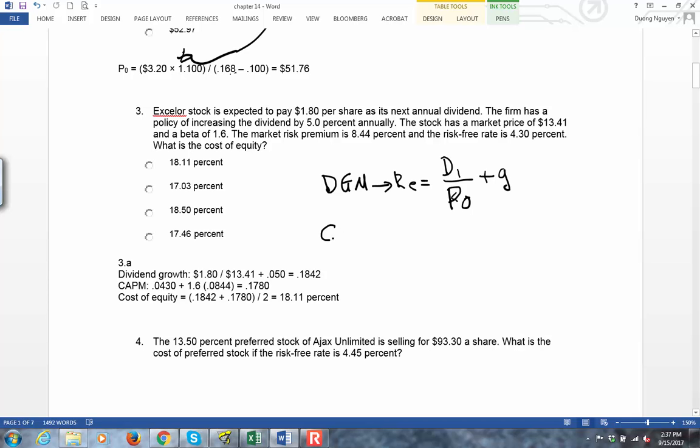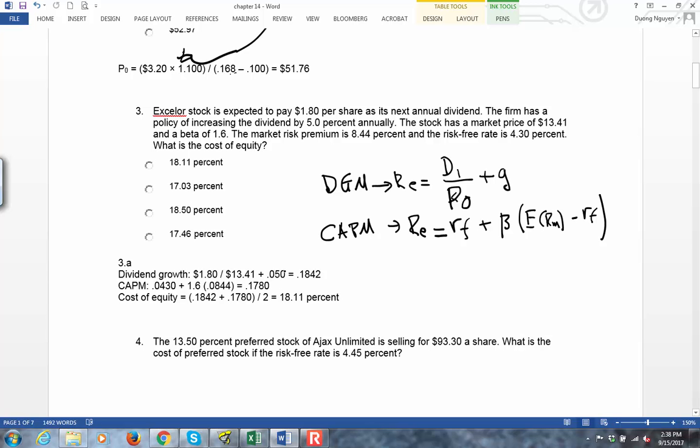18.42%. According to CAPM, the cost of equity is equal to RF plus beta times the market risk premium, which is the E(RM) minus RF. The whole thing, E(RM) minus RF, is the market risk premium. So you can put in here, RF is 4.3%, beta is 1.6, market risk premium is 8.44, and the cost of equity according to CAPM is 17.8%.